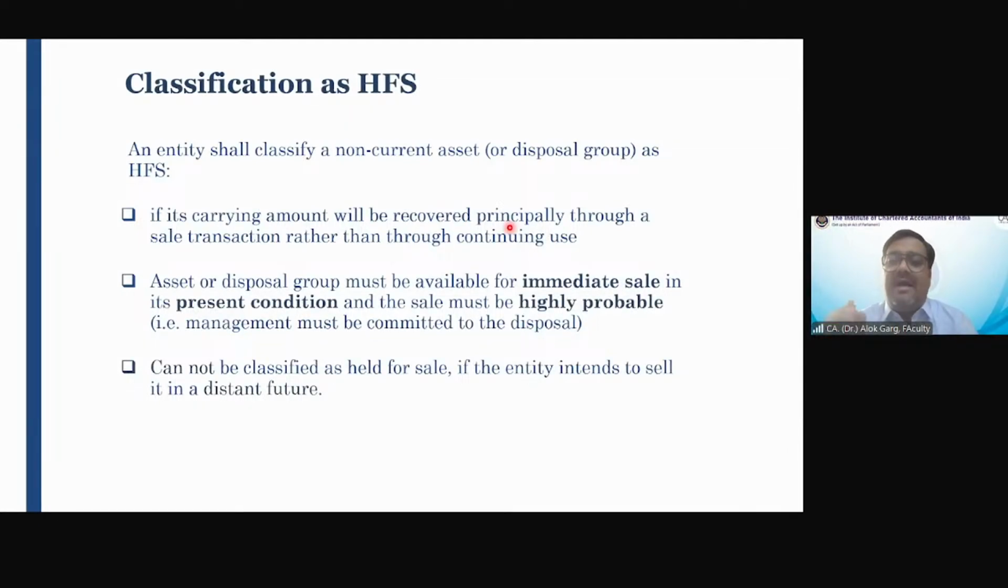Now I'm asking you 2 questions. Hear them carefully and answer accordingly. Question number 1: whether that 4th floor is available for sale. Question number 2: whether that 4th floor is available for immediate sale in present condition. Please answer on the chat box.